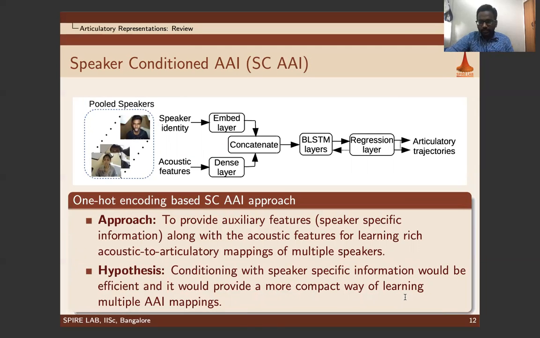The speaker conditioned AAI approach is shown in this block diagram. Speaker-specific information is fed to AAI as one hot representation along with the speech acoustic features. Acoustic features are fed to the dense layer and one hot encoded speaker identity is fed to the embedding layer. These two representations are concatenated and fed to the BLSTM layer, followed by a linear regression layer. The hypothesis is that by conditioning with speaker specific information and training AAI model results in an efficient and compact way of learning multiple AAI models within a single model.